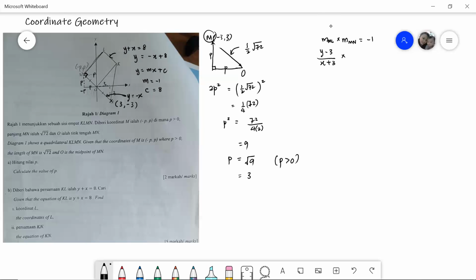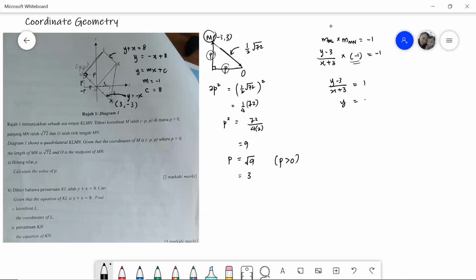times the gradient of MN, which is negative 1. Now we know that it's negative 1 because after all, p over p is 1, and because it's going downhill, it's negative 1. So times negative 1 equals negative 1. Therefore, y minus 3 over x plus 3 will be just 1, because you bring the negative 1 over, so it cancels off the negative value on the other side.